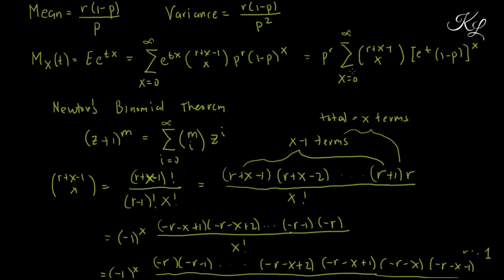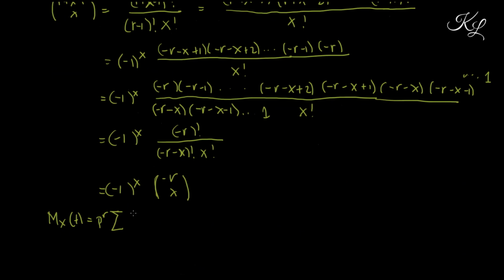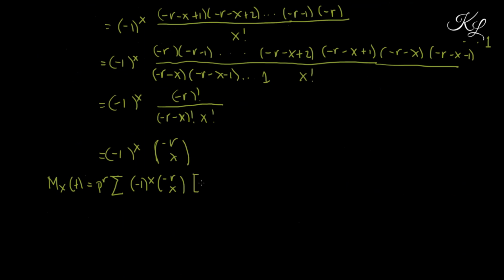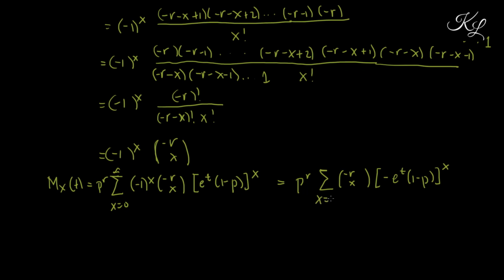And we have this one, we're going to use negative 1 is to x and negative r just x. And we have this term here, e raised to t, 1 minus p is to x, and this is x equals 0 to infinity. Now this is equal to, let's combine the terms with a similar property of x, so p raised to r and summation of negative r chooses x, and we can put the negative 1 inside in here, negative e raised to t and 1 minus p raised to x, with x equals 0 to infinity.